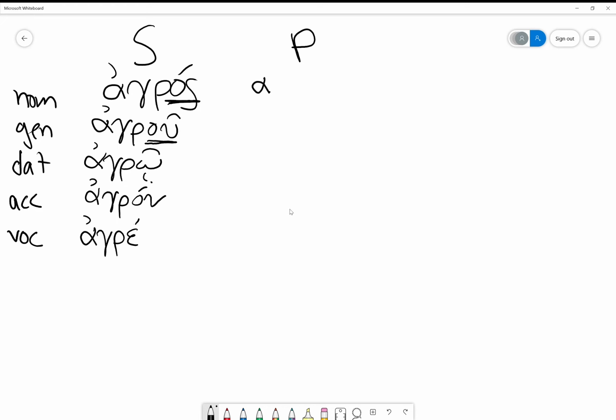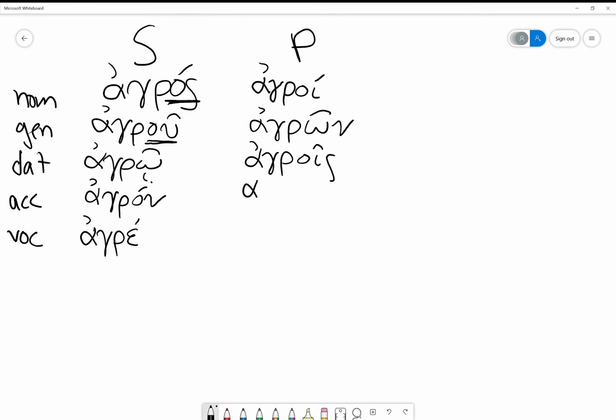So then we've got our plurals. Agroi, agron, agrois, agrous. And then our vocative is going to be the same as our nominative, agroi. Context is going to give us this. However, like I said, vocative is rare, and I'm not sure anybody has addressed multiple fields in Greek literature, but you never know.